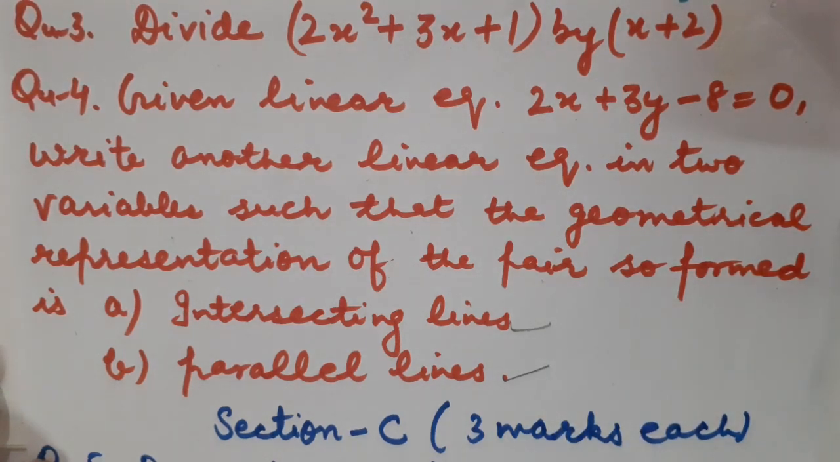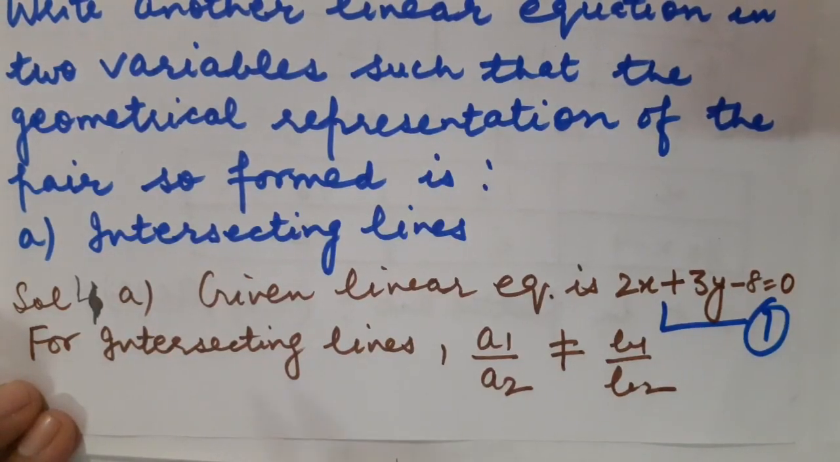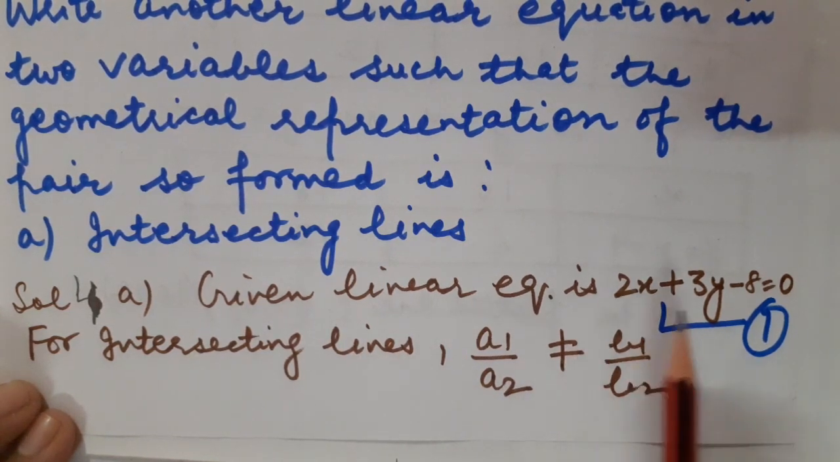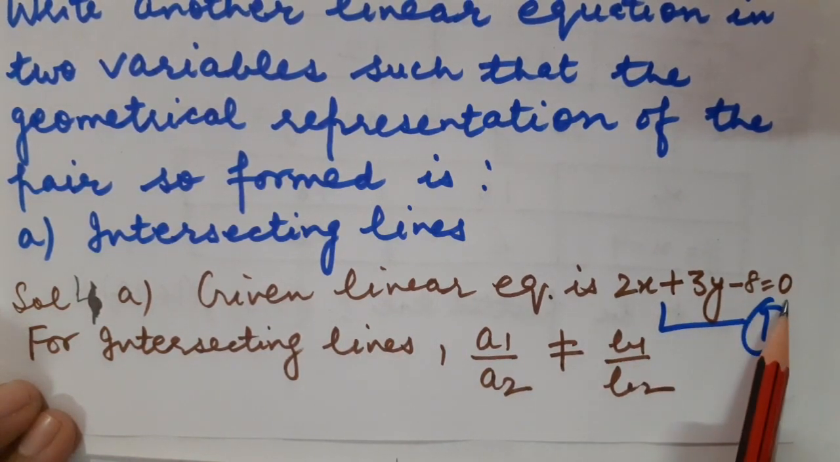Clear, children? So let us discuss its first part. The given linear equation is 2x plus 3y minus 8 is equal to 0.